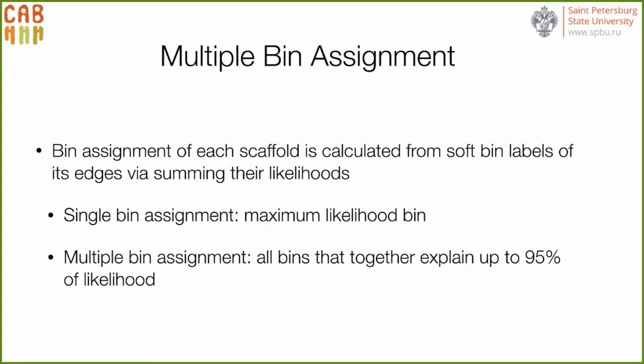So by minimizing the cost function, we obtain soft bin assignments for edges, and now we need to get bin assignment for scaffolds by summing bin likelihoods of edges of the scaffold based on length and soft bin labels on the edges. Then we use these likelihoods to obtain either single or multiple scaffold bin assignment, depending on the edge multiplicity and whether we allow the multiple bin assignment for long edges or not.